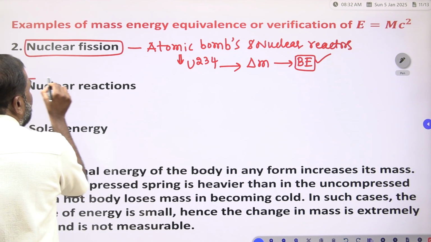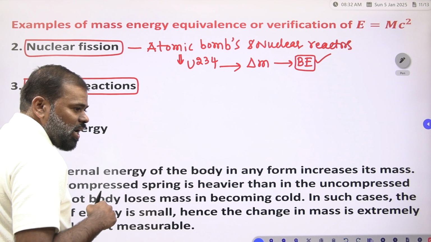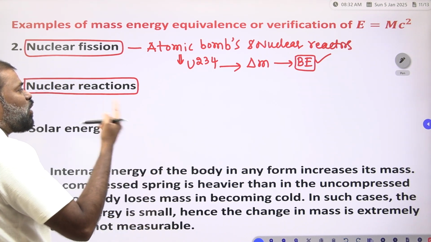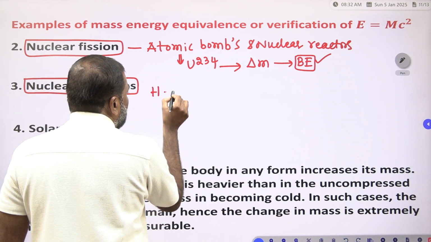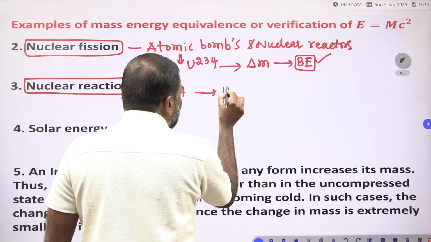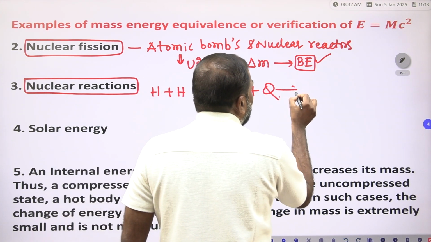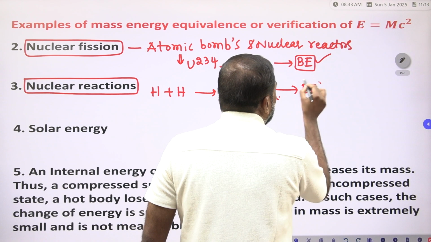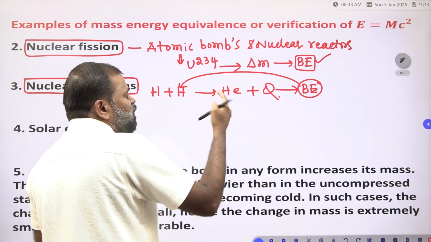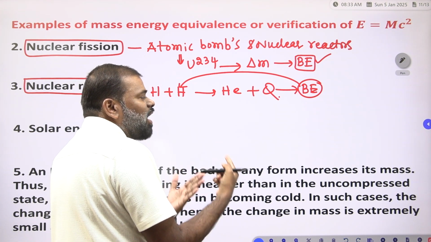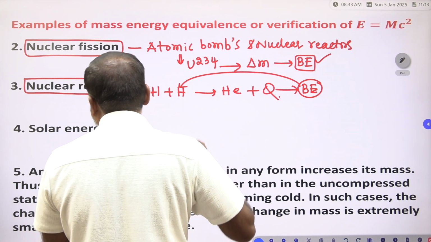Not only that, in every nuclear reaction energy is liberated. Suppose you take hydrogen plus hydrogen, converted into helium, so some energy is released, because of the difference of the masses. In this, we are getting such type of energy. That energy we call binding energy. In every nuclear reaction we have to take it.